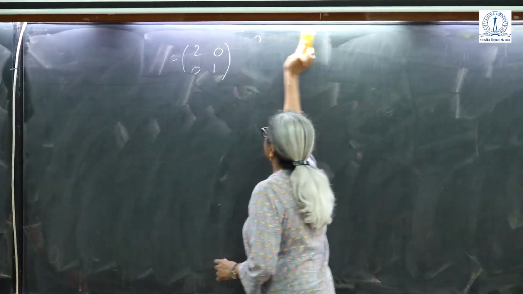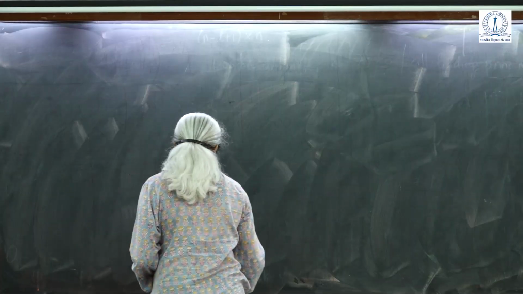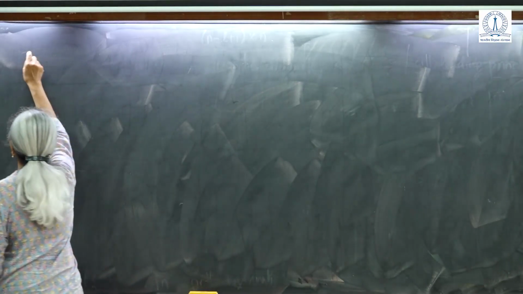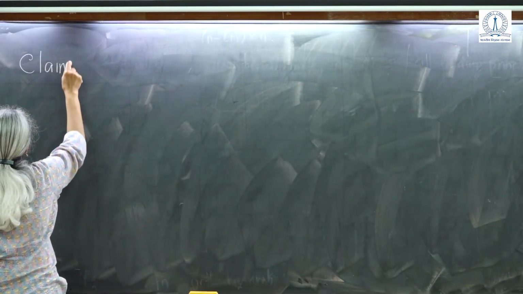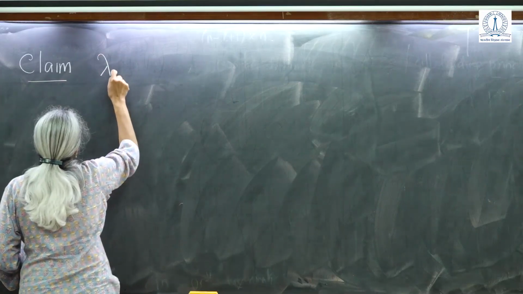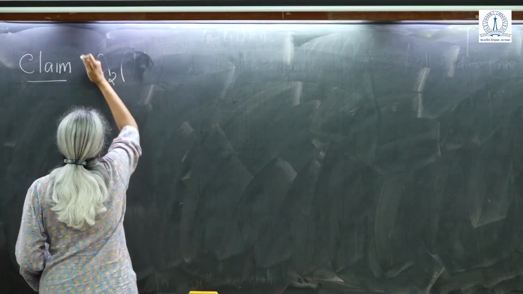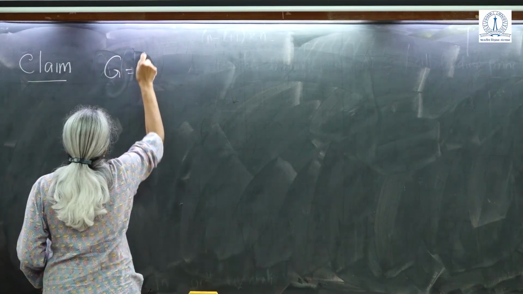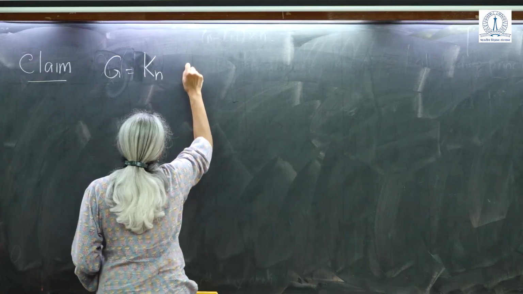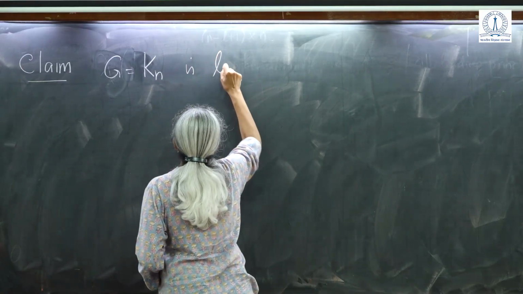So let's argue that the complete graph is lower conformally rigid. So the claim is that if you take lambda 2 of the complete graph, okay, so if G equals the complete graph, then it is lower conformally rigid.